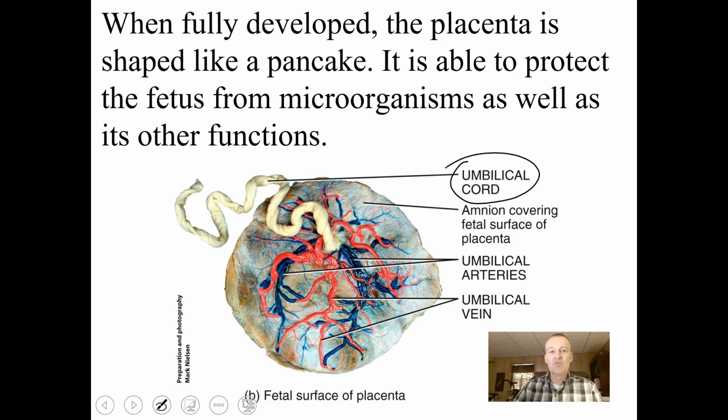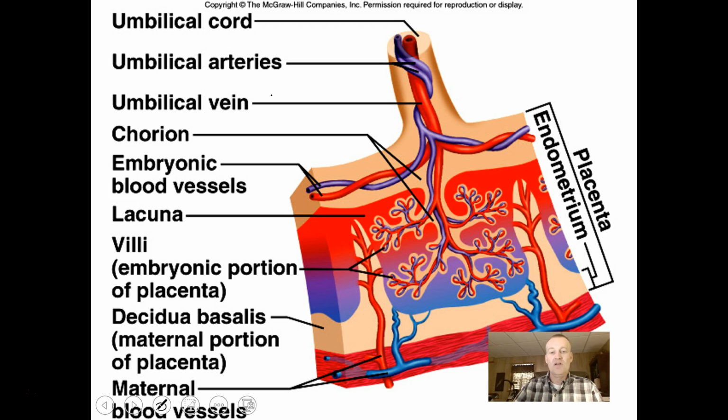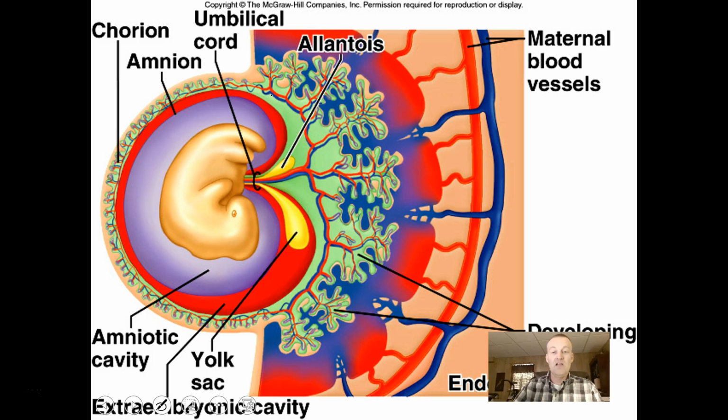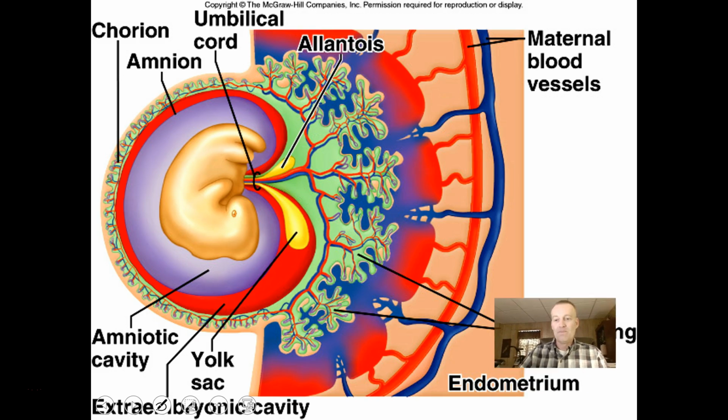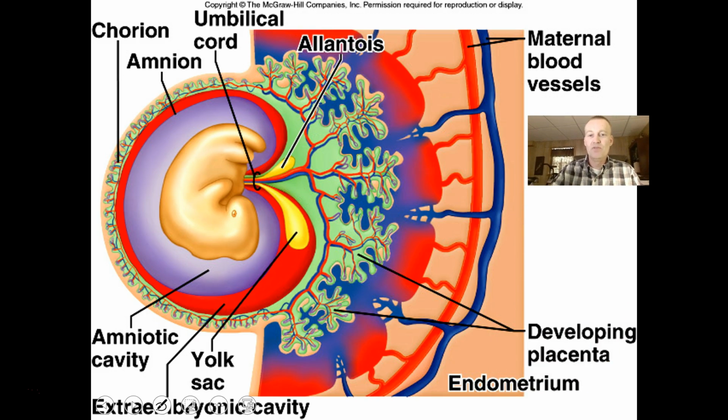The placenta is able to protect the fetus from microorganisms, but it also has the nourishing functions as well. Again, mom's blood doesn't go into baby's circulation, and baby's blood doesn't go into mom's circulation. So they are separated by those chorionic villi. And this is showing you a little bit more. Here's the little lacunae filling up with mom's blood. But remember, it doesn't go into baby's circulation because the chorionic villi protect it from doing that.